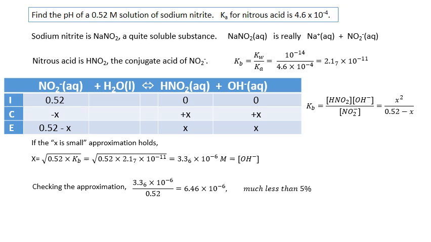You do your check. It's way less than 5%. And the pOH comes out to be 5.47. And that makes the pH 8.53. Okay, so it is a little lower. It is a weaker base than the previous problem. So that's the way you do those.